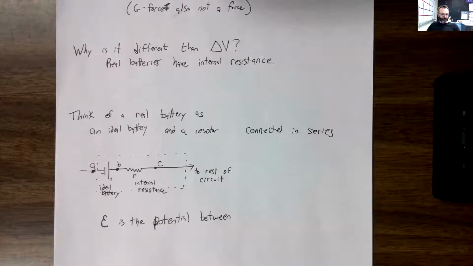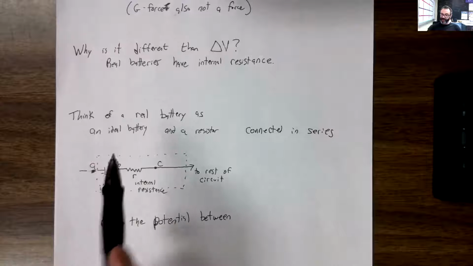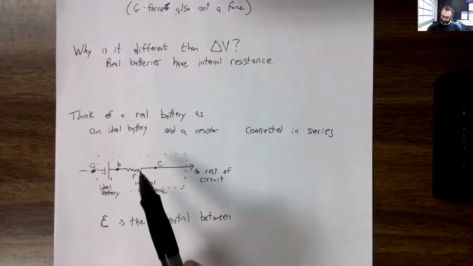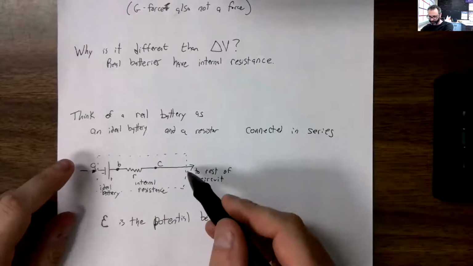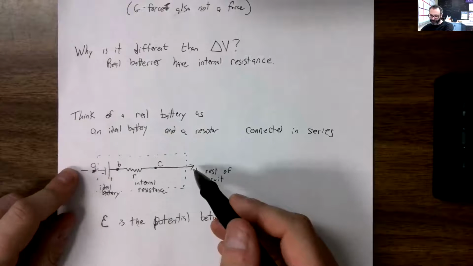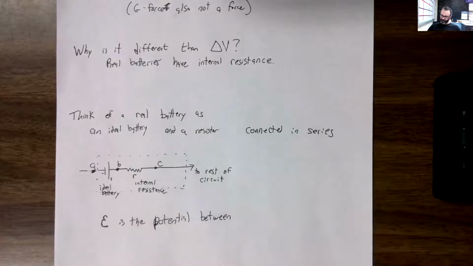Any guesses? Out of those 3 points, A, B, and C, in a real battery, you can't stick a voltmeter inside, right? We can really only measure in a real battery outside. But if we could, which 2 points here do you think the EMF gives you the potential between? A and B, or B and C?